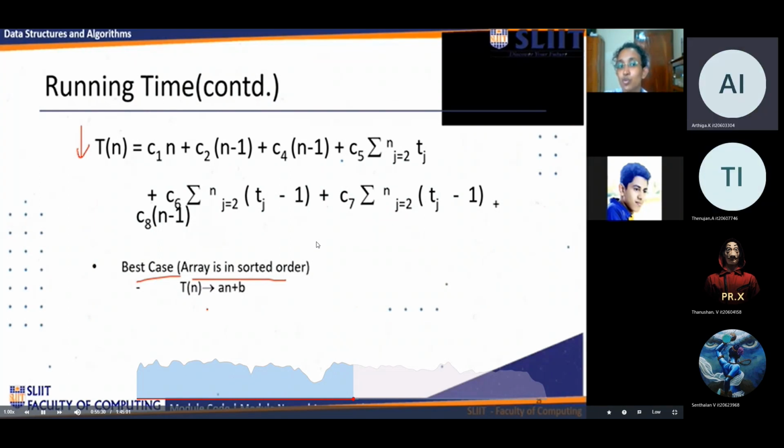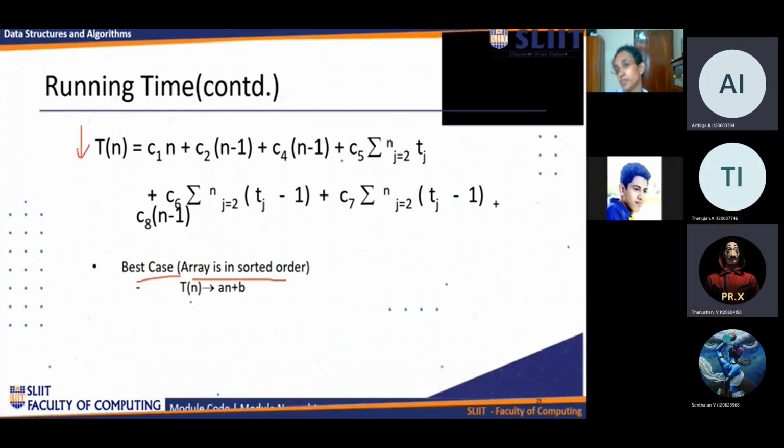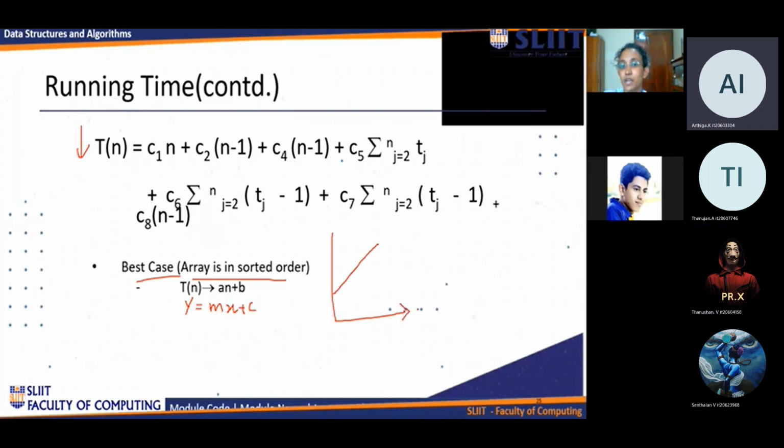Is the best case, you will be getting an equation like this, which is like y is equal to mx plus c. Okay, I told you last week also we can draw the graph by looking at this equation. These equations are coming under exact analysis. So the equation is something like this, and the graph, this is n and this is Tn, should be like this.